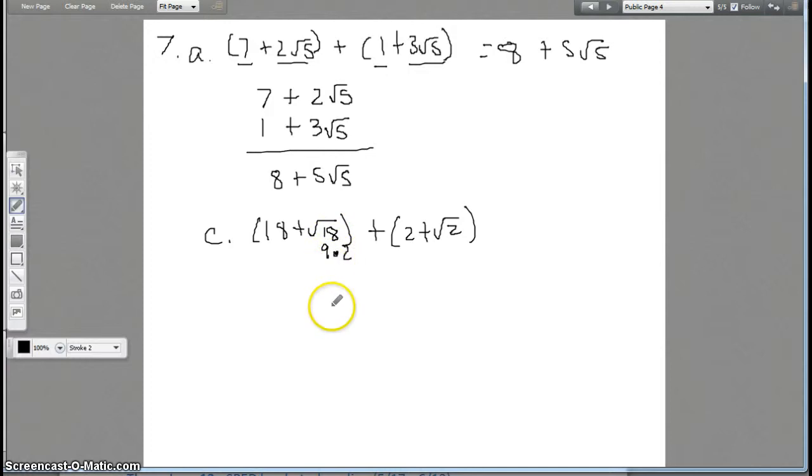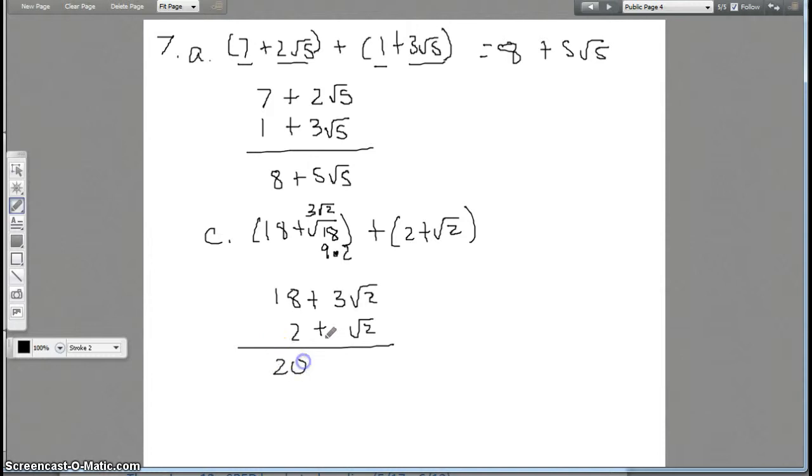Since root 18 is root 9 times 2, we can take the 9 outside of the square root, which makes that a 3. And then we leave our 2 inside the square root. We have 3 square root 2. So 3 square root 2 is the same as root 18. I can rewrite this 18 plus 3 root 2, and then I'm going to add 2 plus root 2.